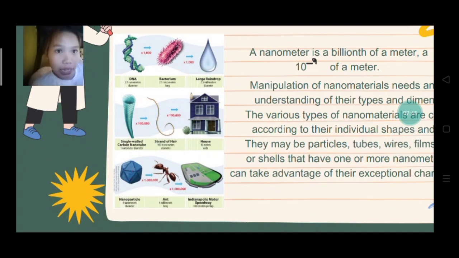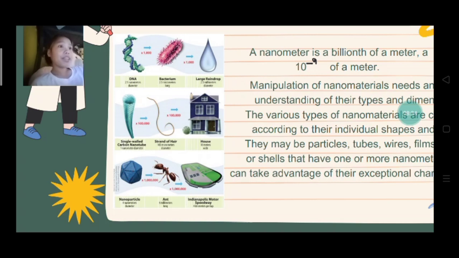A DNA is about 2.5 nanometers in diameter, while a bacterium is 2.5 micrometers long and a large raindrop is 2.5 millimeters in diameter. To give you an idea of the scale, a human hair is typically around 100,000 nanometers in diameter, while a red blood cell is around 7,000 nanometers. So very, very tiny. That's why it is called nano.